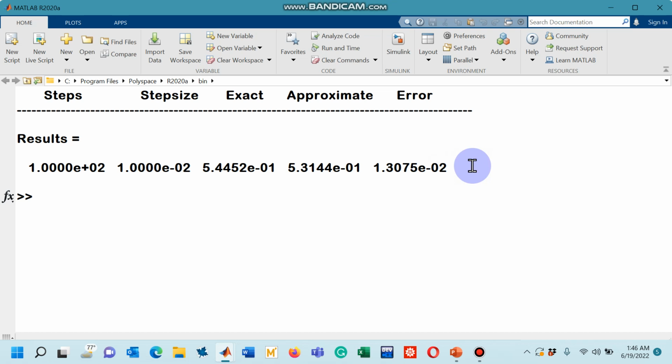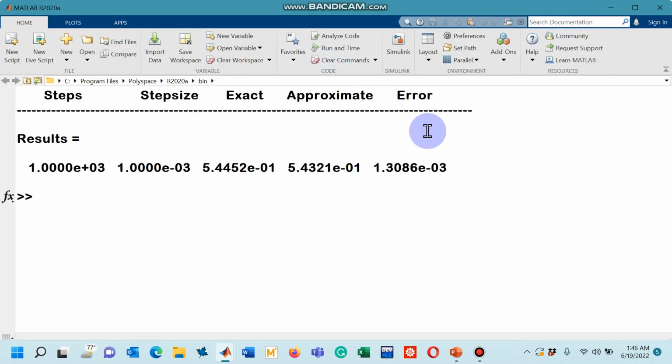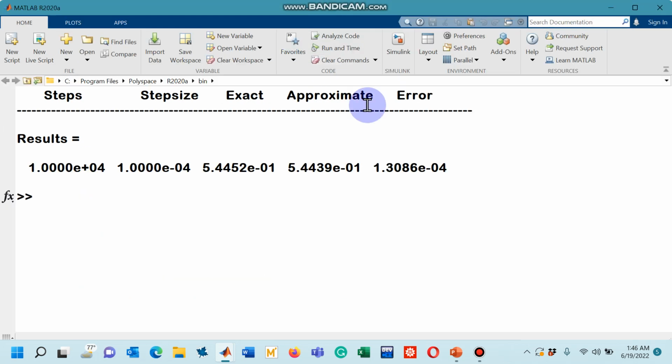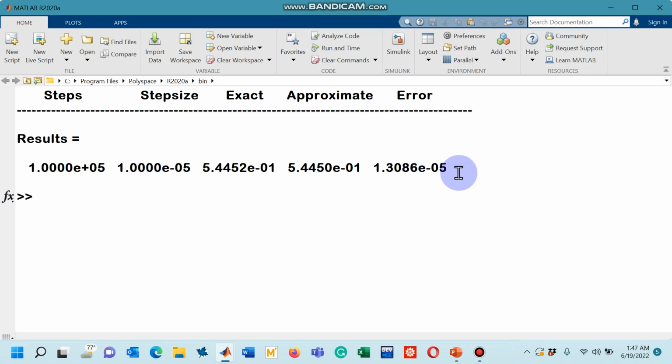From 10⁻¹, we have jumped to 10⁻². Let's reduce the step size further by one more order of magnitude and run the code. And 10⁻³ is expected. And yes, this is what we have. If I decrease one more time, then what happens? Run the code, go to the command window, we have 10⁻⁴. Let's say one last time, and if I run the code again, I should see 10⁻⁵. And yes, this is what we have.